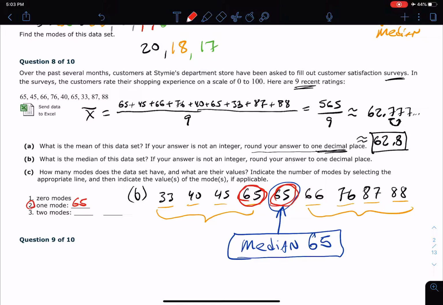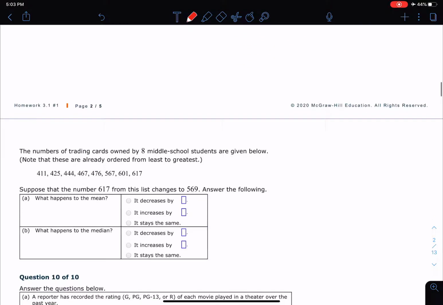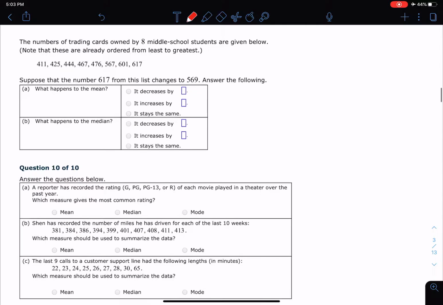It looks like we just have 2 more problems. And these 2 more problems are more trying to get you to understand what happens when you replace a data value in a set. How does it affect the mean? How does it affect the median?